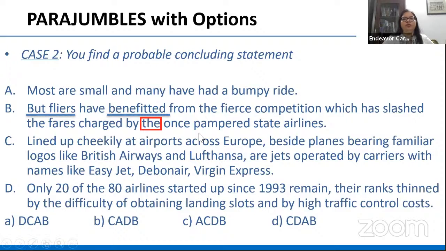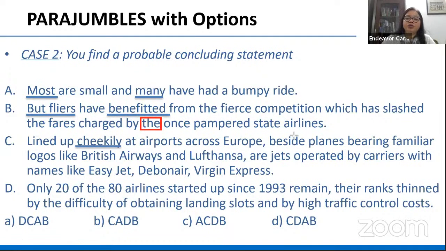"Most are small." Most is a pronoun. It should refer to something. I'll want to park that there. "Most are small. Many have had a bumpy ride." That's also a pronoun, refers to something. Sentence C. "Lined up cheekily at airports across Europe, beside planes bearing familiar logos like British Airways and Lufthansa, are jets operated by carriers with names like EasyJet, Debonair, Virgin Express."